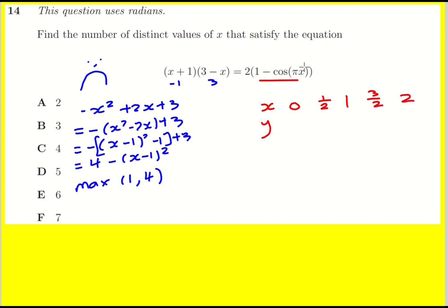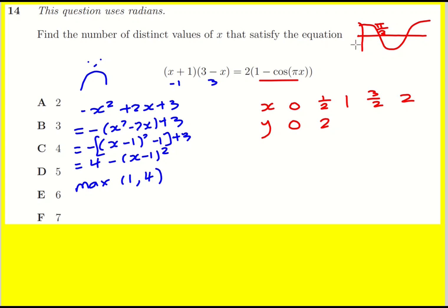So when x is 0, we're going to get y equal to 0 because it's 1 minus 1. When x is a half, cos of a half pi, actually it's worth just drawing out the cos graph in radians. Remember, this is pi over 2 here, so it's 0. So I'm actually going to get 2 because it's 2 times 1 minus 0.